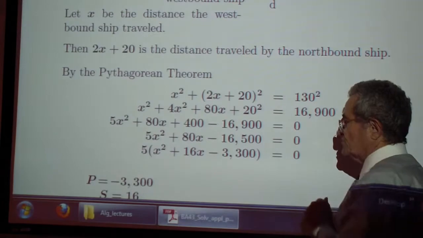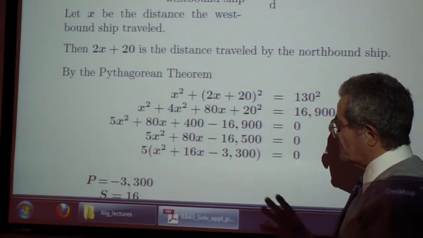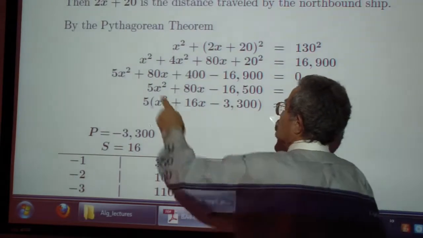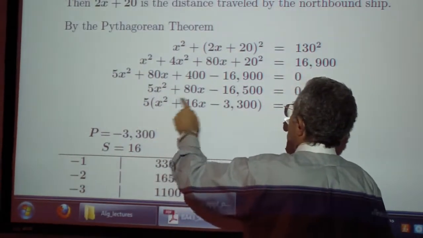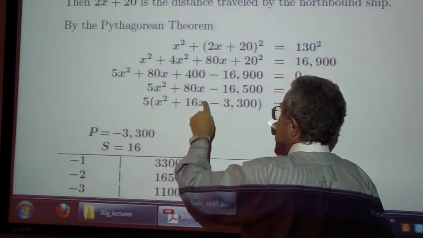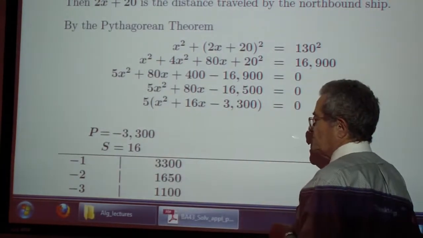You want the product to be 0. You can divide by 5 and forget about it. And then you do my product sum. Product 1 times 3,330, and the sum is positive 16.